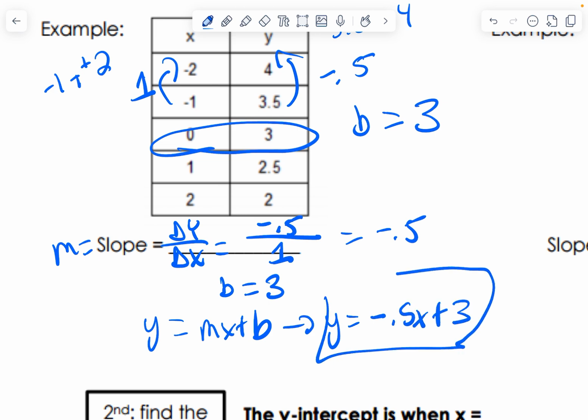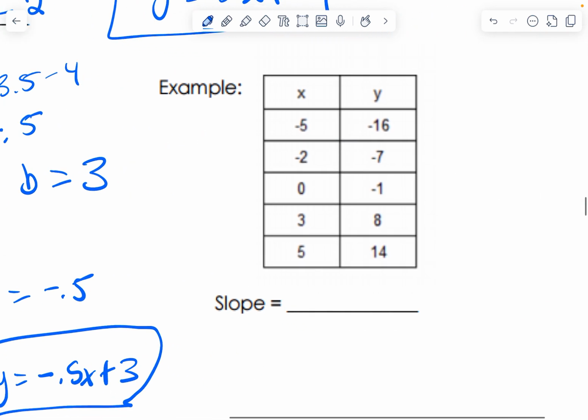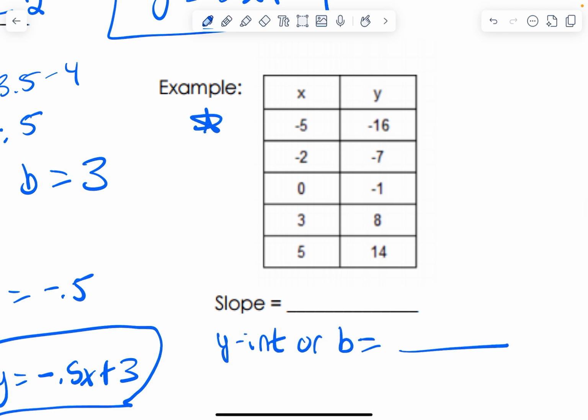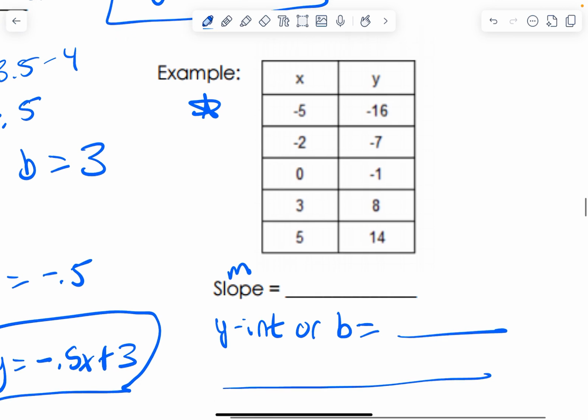Okay, now what I want you to pause the video and do is I want you to try this example. What's your slope? What's your y-intercept or b value? And then can you write your equation of your line? So I'm going to give this substitute 60 seconds to pause the video and write the slope, the y-intercept, and the equation.